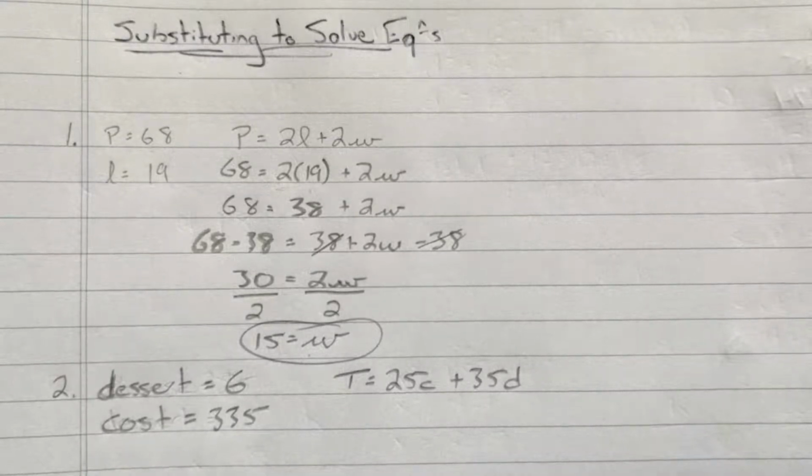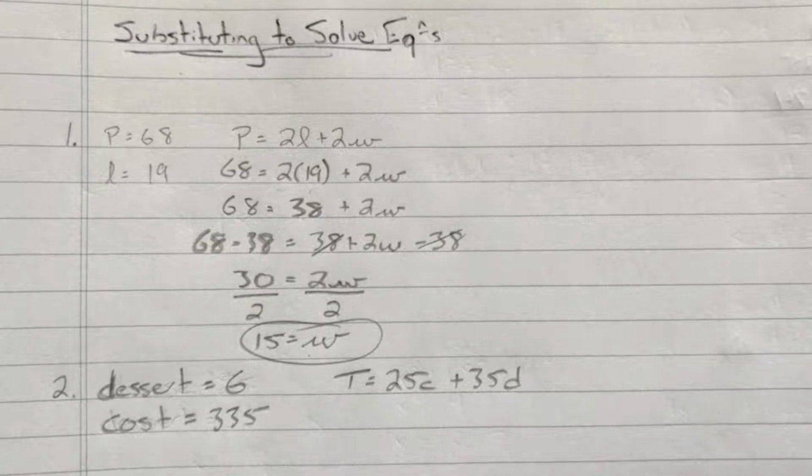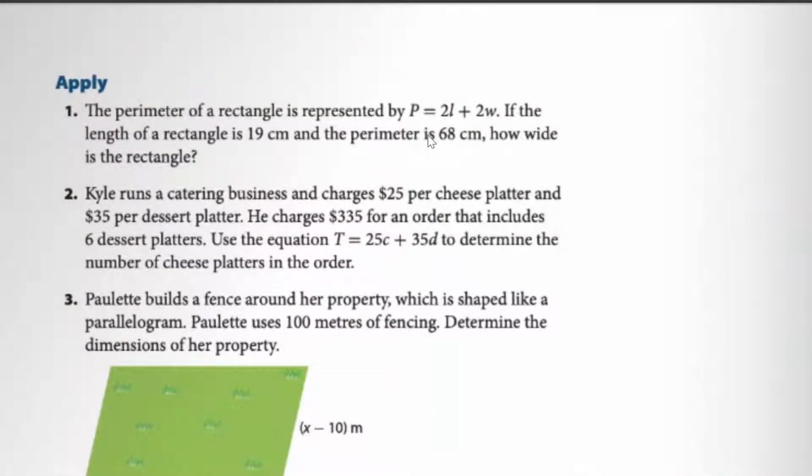So moving on to the next question, we are looking at a catering business that's run by a gentleman named Kyle, who's charging $25 for a cheese platter and $35 for a dessert platter. One of his orders costs a total of $335, including 6 dessert platters. We're going to use the equation T equals 25C plus 35D to determine the number of cheese platters in the order. So looking at that equation, 25C, that's $25 times the number of cheese platters, and 35D would be $35 times the number of dessert platters.